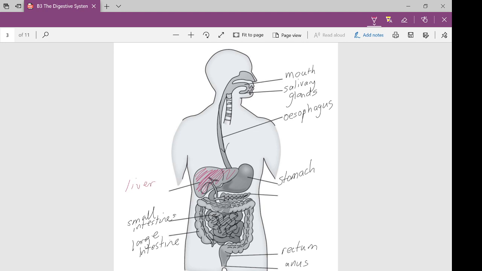And there's a little bit near the liver called the gallbladder. So there's the liver and the gallbladder on the left side, and then on the right side here, this organ that I'm shading in, once again, food does not go through it, but it does play a very important part. This is known as the pancreas.